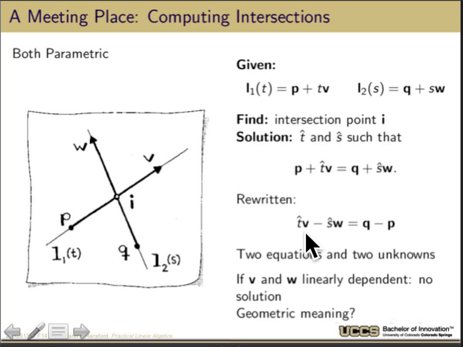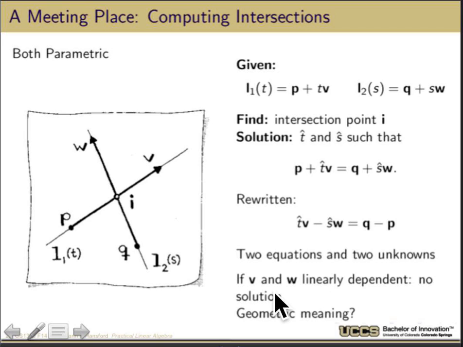So you can write that out and you get t times v minus s times w is equal to q minus p, and that gives us a set of two equations and two unknowns, which you can solve. How? Well, we'll talk about how to solve 2 by 2 equations later, but you can always do this by hand and figure out how to solve this. So both parametric representations can solve this, it's just a little bit more complicated.